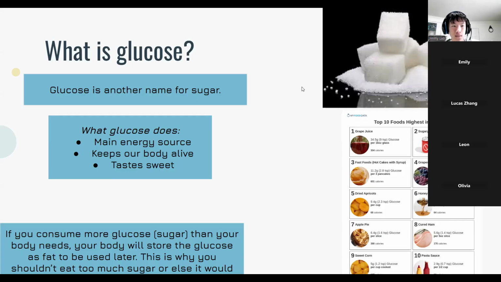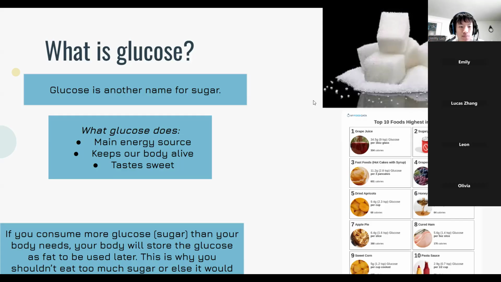And blood sugar amounts. Your blood sugar amount basically measures how much sugar is in your blood. If it's too high, it's bad. If it's too low, then it's also bad.